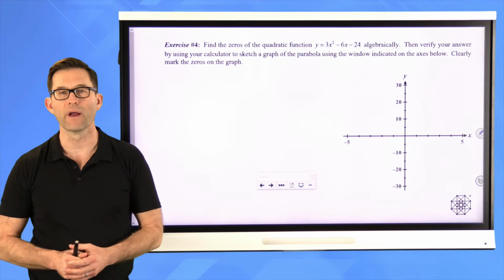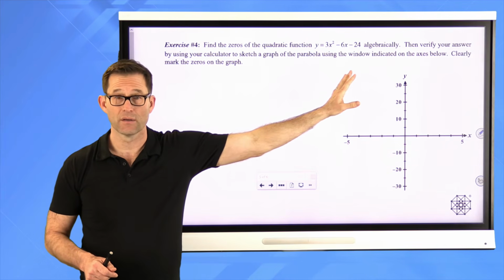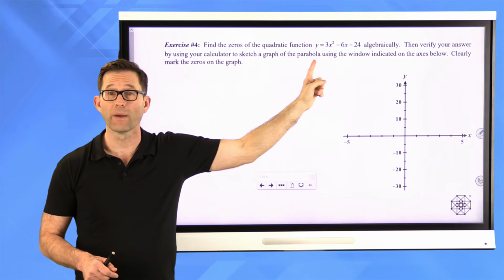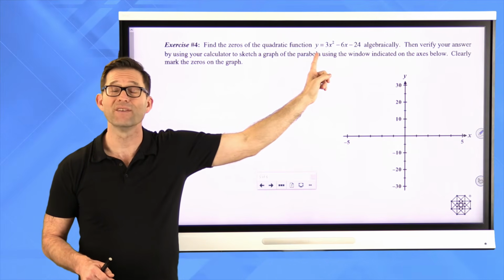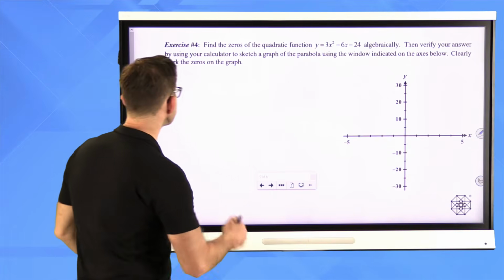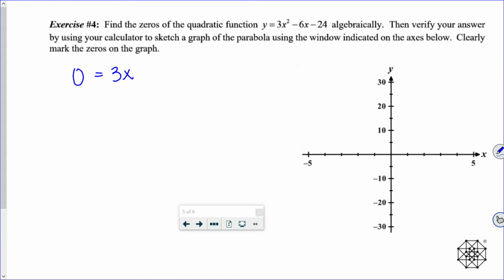All right, great. So whenever we want to find the zeros of a function, as opposed to just solving a random equation, what we do is we set y equal to 0, because that is what the zeros of a function are. The zeros of a function are where y is equal to 0, so algebraically, we want to solve this equation.